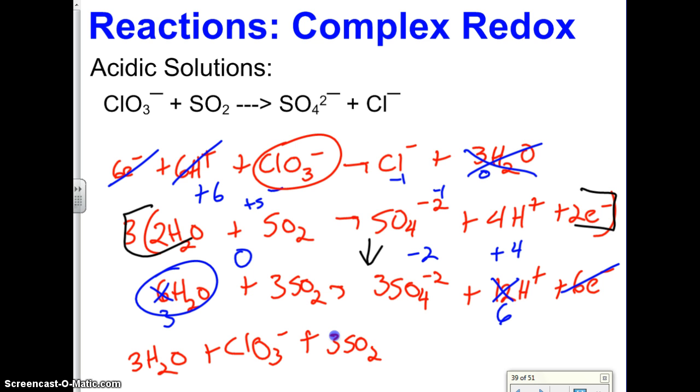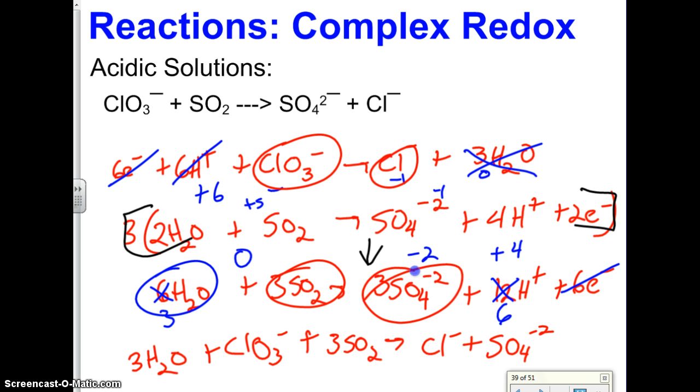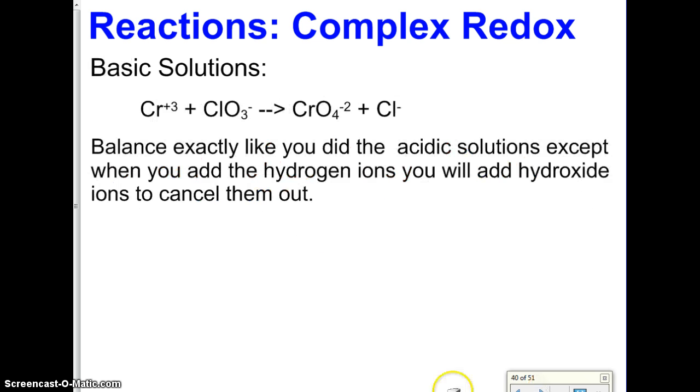3 SO2s, which is right here, forming 1 chloride. 3 SO4s, plus, finally, our 4 hydrogen ions. Okay, so that's it for acidic. Let's look at basic real quick.